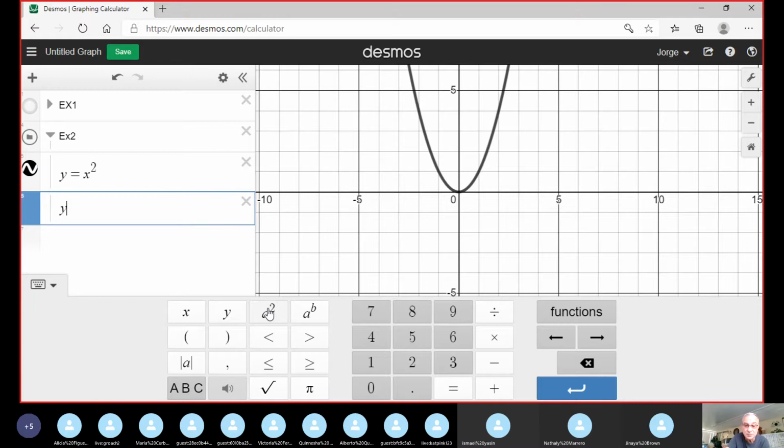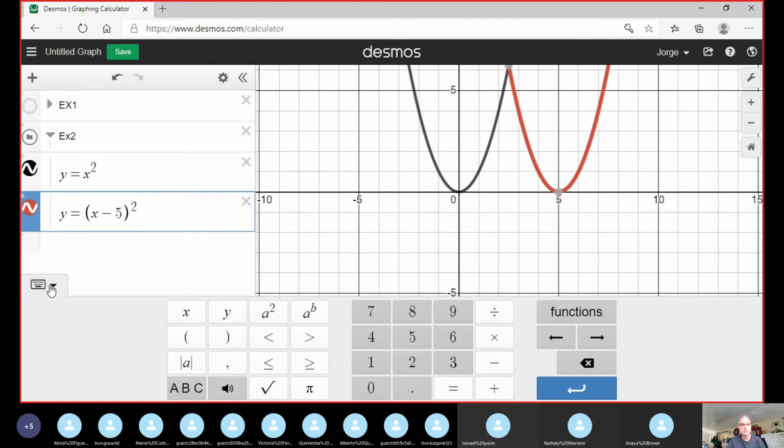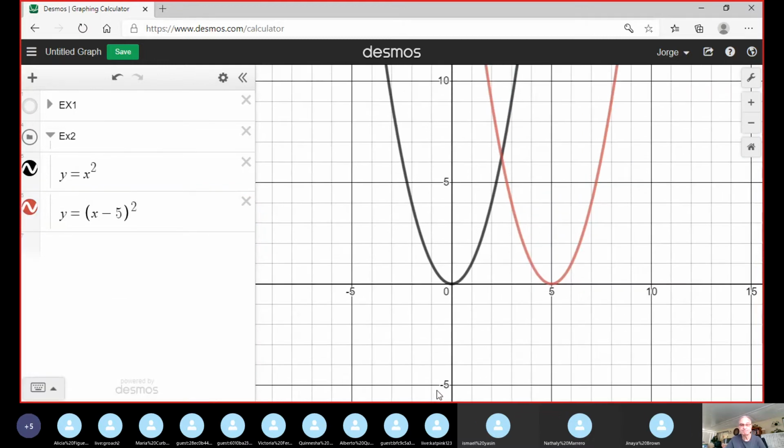Suppose y equals parenthesis x minus 5, close the parenthesis and square. Do you see the transformation? The transformation is, look, horizontal shift 5 units to the right because it's minus.